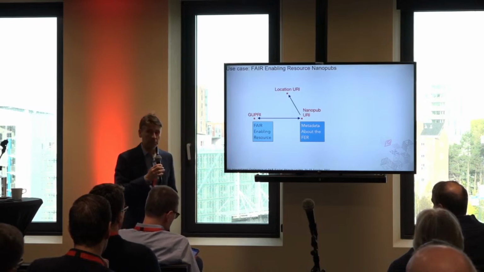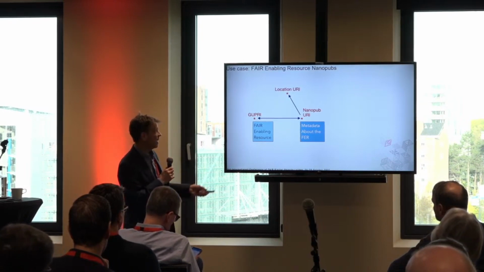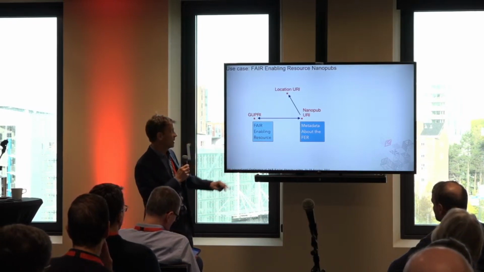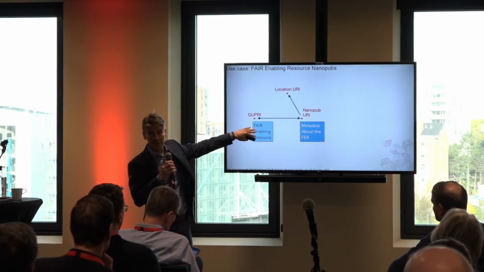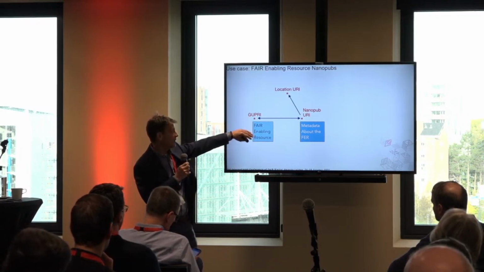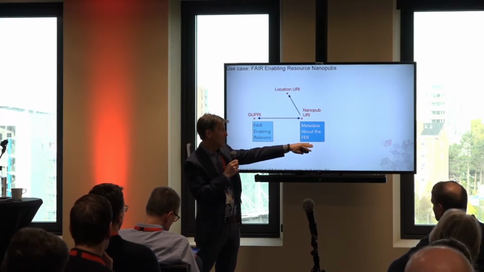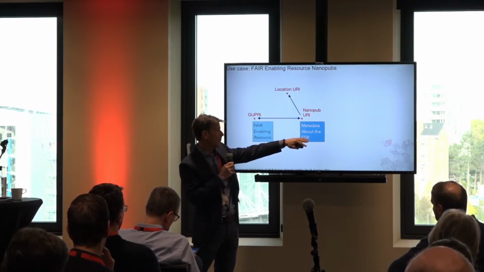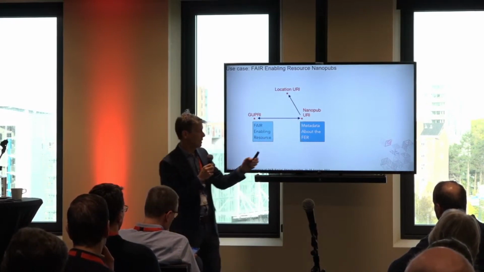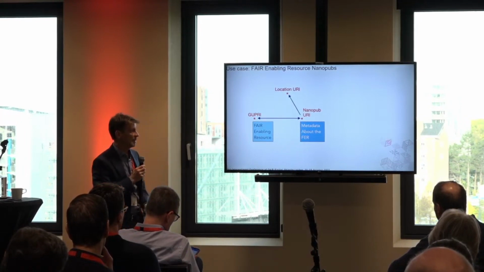This is an initial model that we had for FAIR enabling resource Nanopublication. So we have essentially the digital object or the resource. It has an identifier. We have metadata about that FAIR enabling resource. It has an identifier, and we can point to a location if you actually want to get that resource.